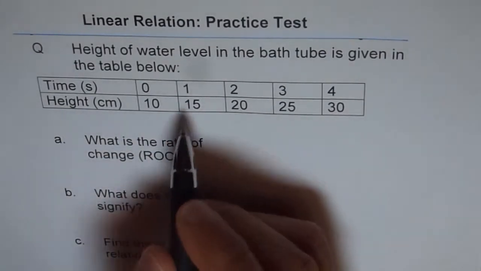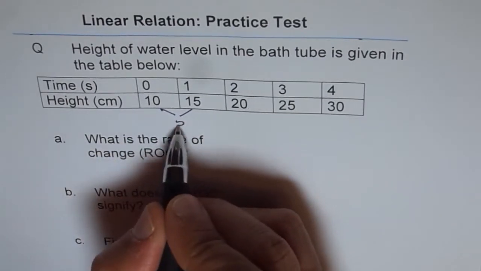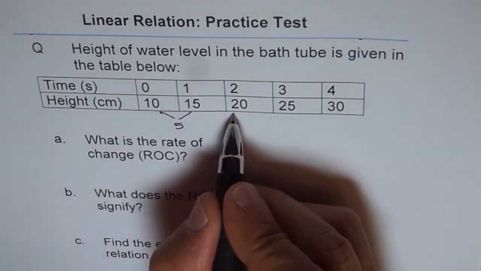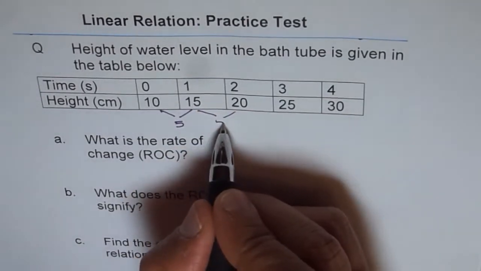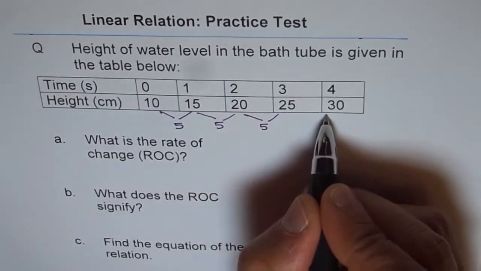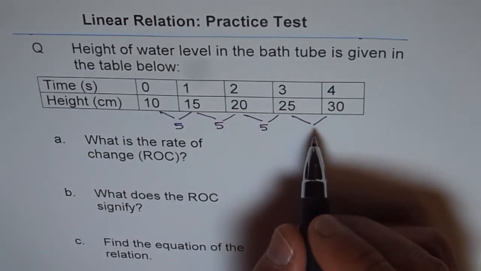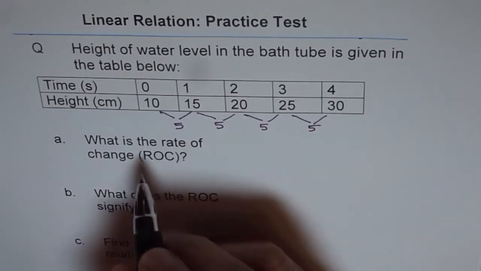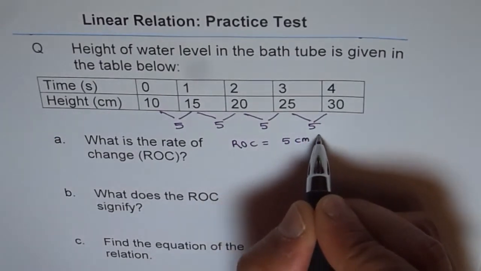So that means we'll do 15 minus 10, is how much? 15 minus 10 is 5. So in 1 unit of time the water level increases by 5. And next unit of time, how much does it increase by? 20 minus 15 is also 5. And then again 5. So what we notice here is that in every increment of 1 second, the height increases by 5 centimeters. Therefore, the rate of change is 5 centimeters per second.